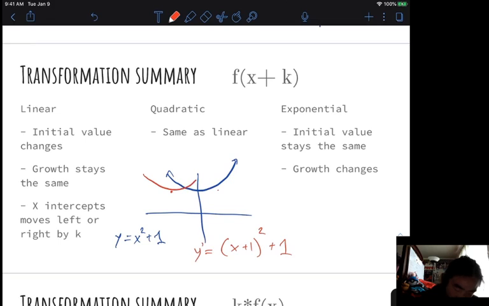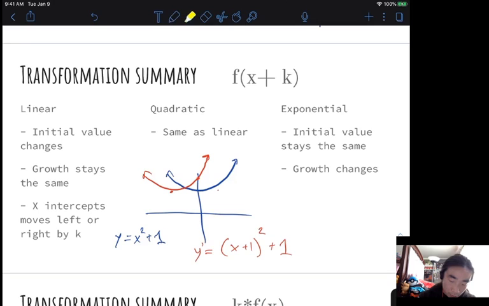So for sure you see that change in the initial value, its y-intercept. And if I were sketching it more correctly, you would see that left and right change. For exponentials, it's a little different. The initial value stays the same. The growth is the one that changes. We can give a short example of that.